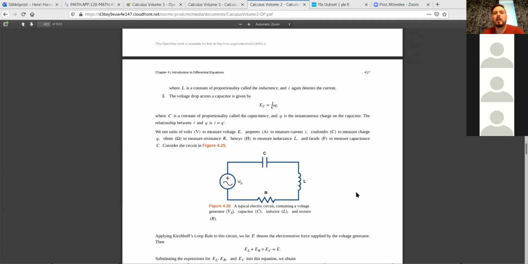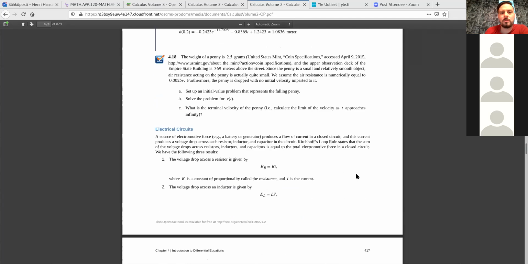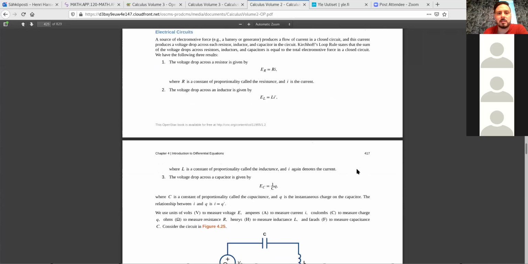Then we formulate an equation. So let's go through this. This is a nice modeling task. If we have a resistor here, the resistor works very simply: when there is current, the voltage drops according to how much resistance there is.